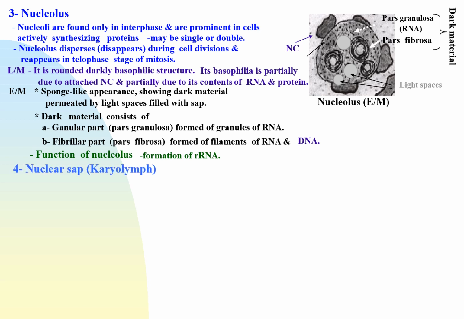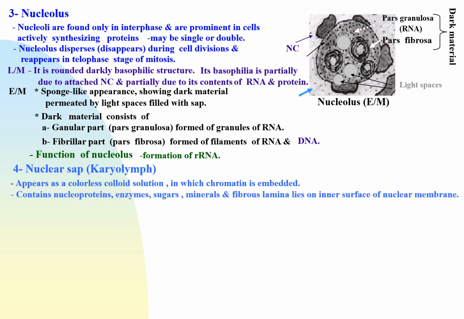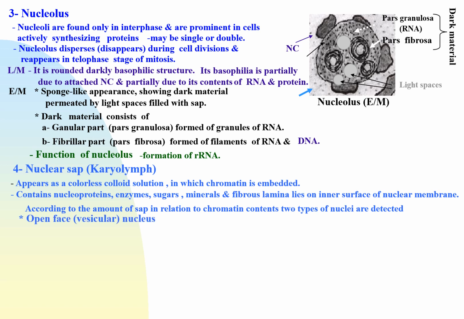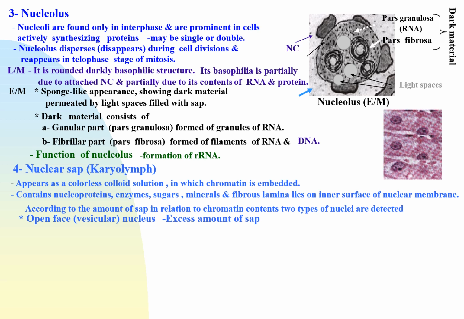Nuclear sap, karyolymph, appears as a colorless colloid solution in which chromatin is embedded. Nuclear sap contains nucleoproteins, enzymes, sugars, and minerals. According to the amount of nuclear sap in relation to chromatin content, nuclei are distinguished as two types: open phase or vesicular nucleus, where there is excess amount of sap in relation to chromatin content.